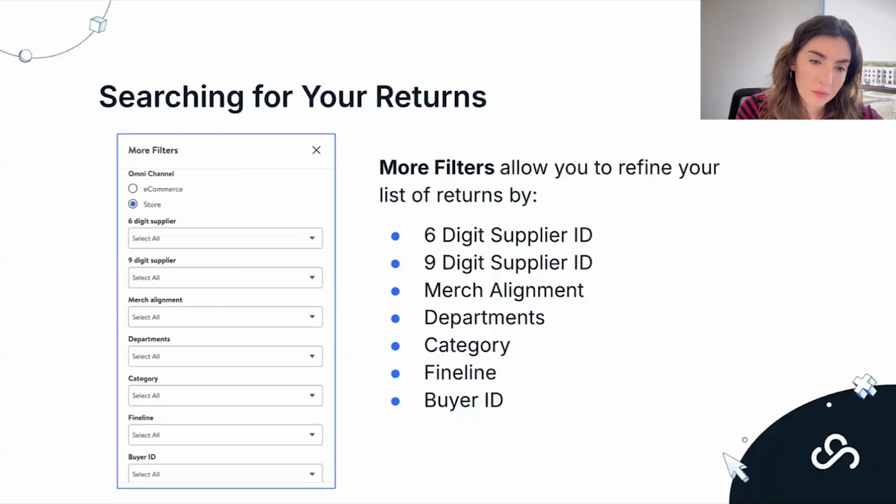And then again, we're going to go back to making sure that you're using the filters. This can really narrow down to the particular item that you're looking for or a subset of items. And you can do that with very similar filters that we had before. Notable, department, category, buyer ID, and then merch alignment are different from the other filter we were looking at.